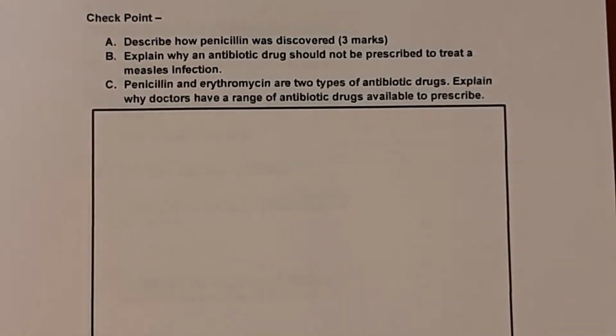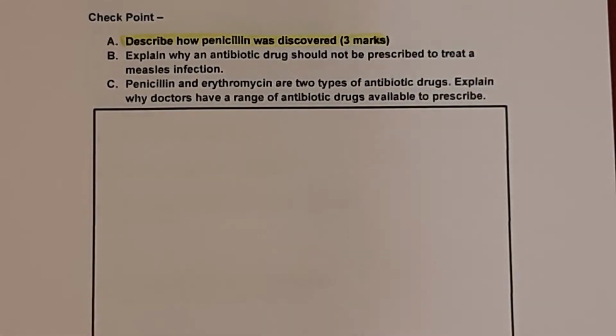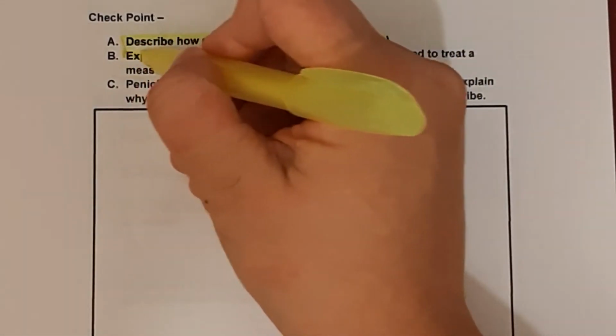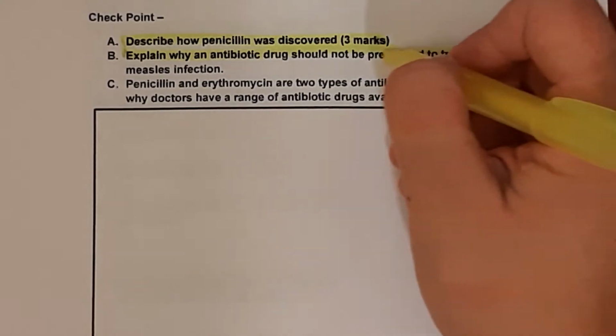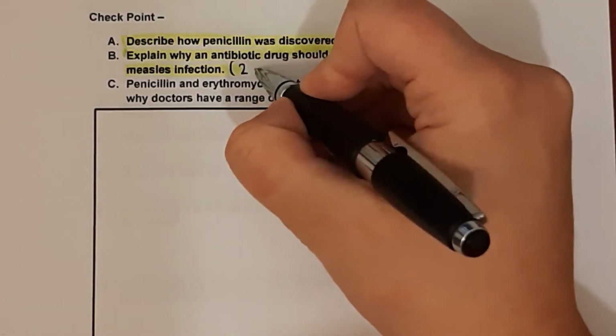So we're moving on to the checkpoint activity. There are 3 questions here, A, B and C. Question A, for 3 marks, describe how penicillin was discovered, or in fact rediscovered. We're talking about Alexander Fleming here. Question B, explain why an antibiotic drug should not be prescribed to treat a measles infection. Think about what the measles is, what kind of pathogen the measles is, and how you might treat that and how you might not treat that. And that is a 2-mark question, which doesn't say, but that's for 2 marks.